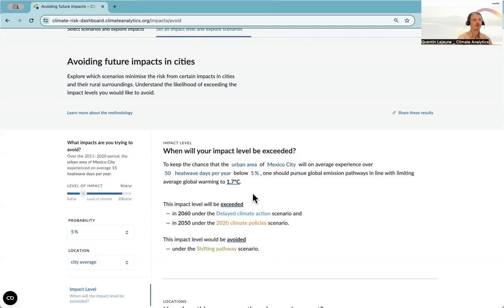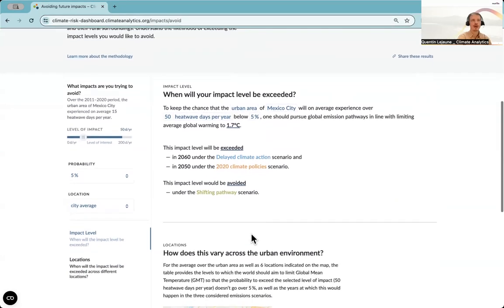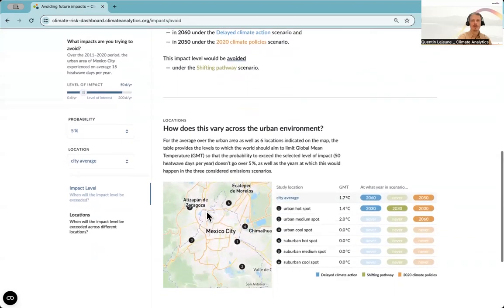Below, you can also see the years at which this level will be exceeded for the three main scenarios available in the climate risk dashboard. You can also check how the results differ for various locations of a city by using this drop-down menu, or by checking the table and the map further below.